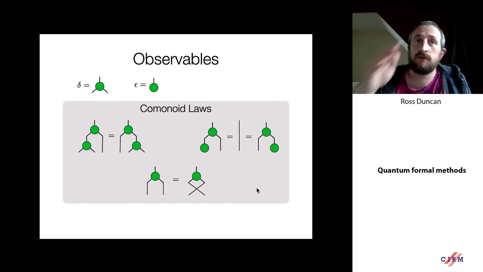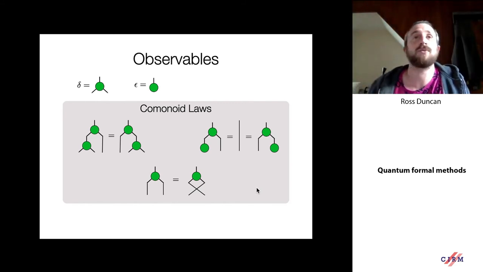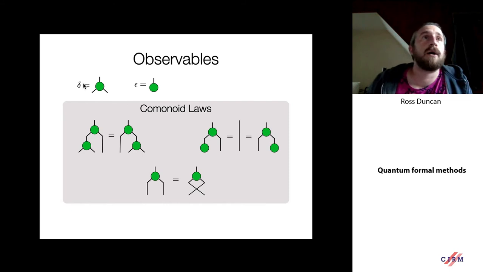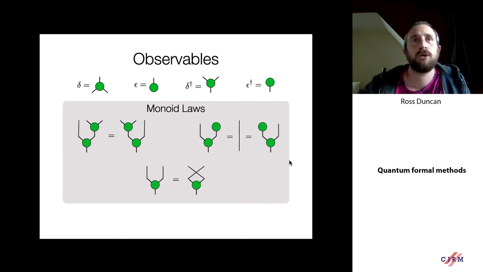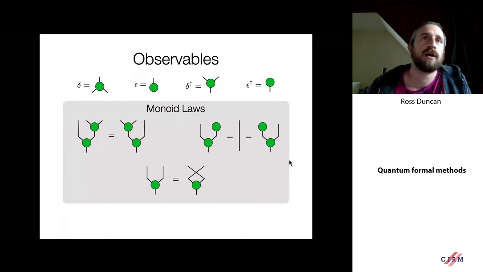The prefix co is to indicate that everything is backwards in the way that you would expect it to be. But I can take the adjoint of my operations, and then I'll have something with two inputs and one output, and something which prepares a fresh state out of nothing. If I take the operations backwards, I should take all the laws backwards as well. And then I'll have the monoid laws, which I think will look a bit more familiar. These are the laws of a commutative monoid. So it's associative, it's commutative, and it has a unit on left and right.